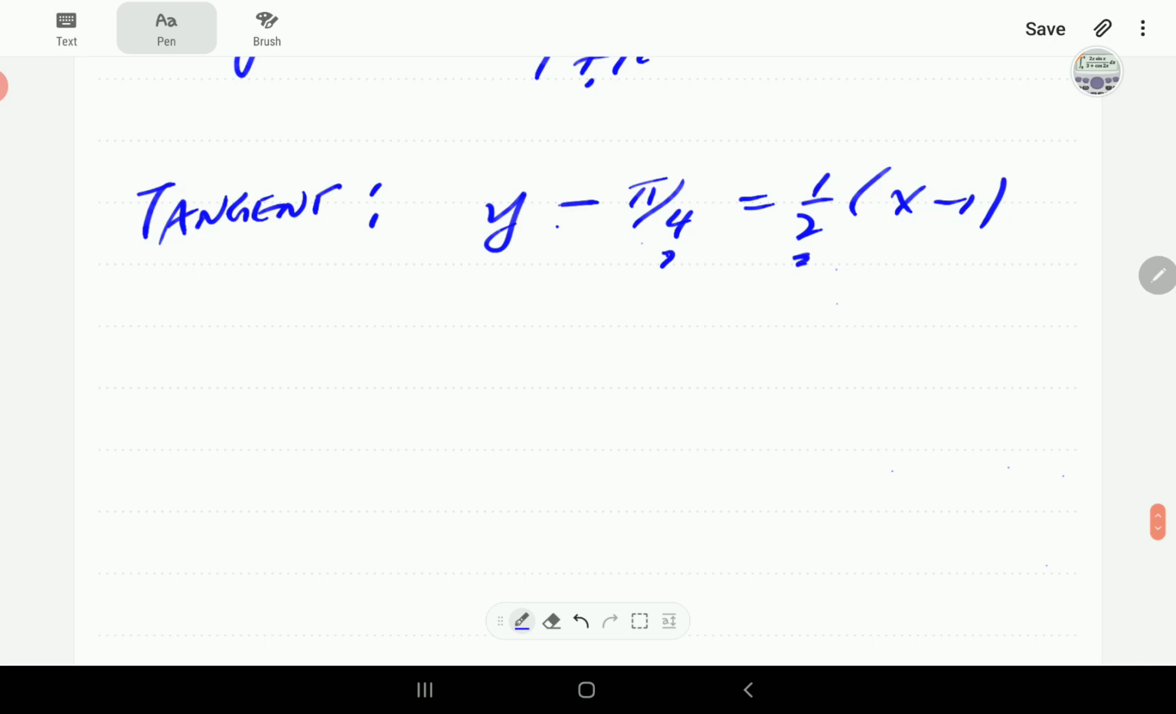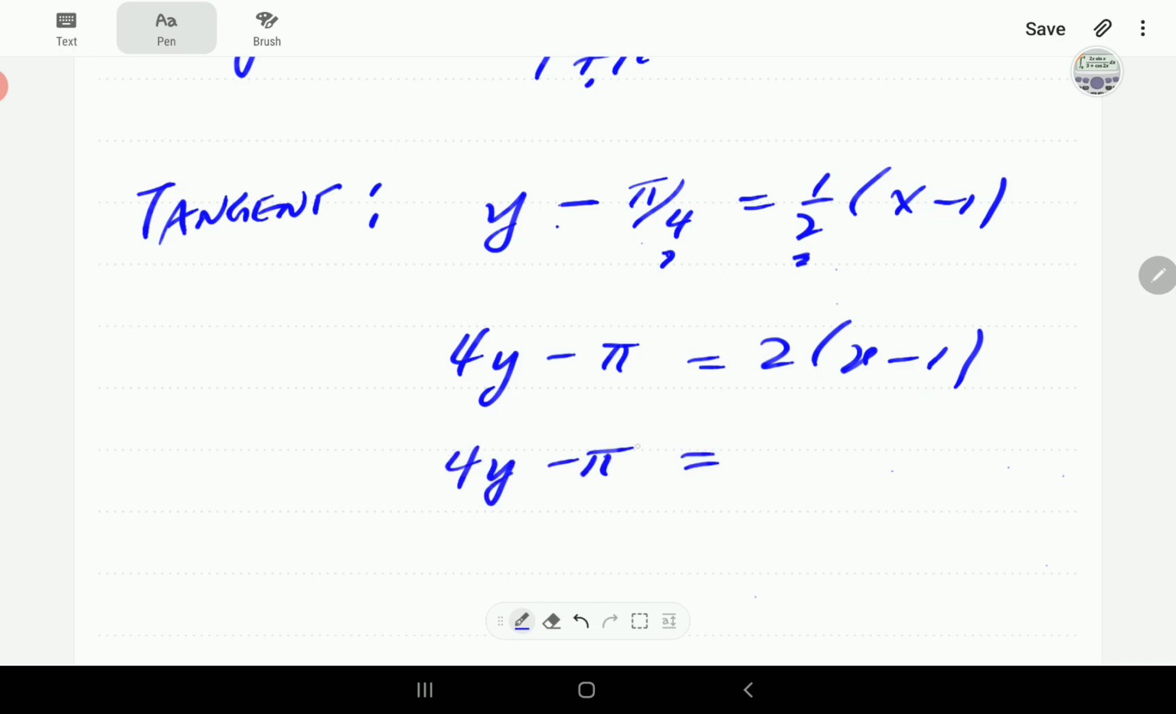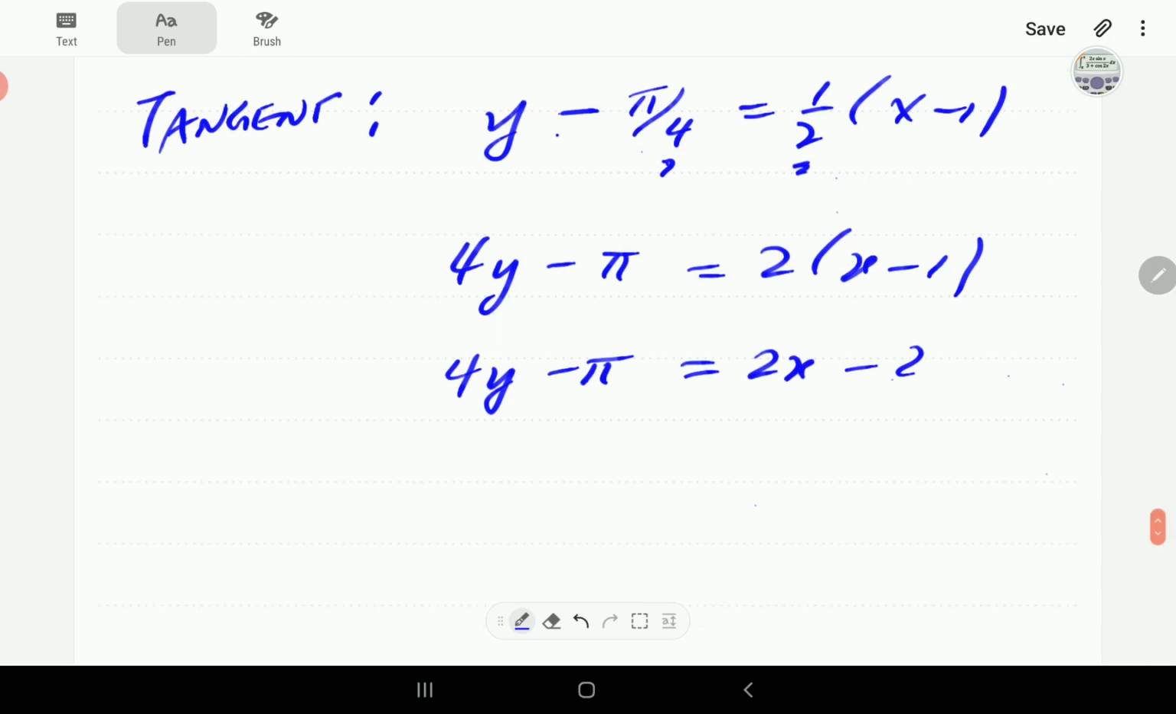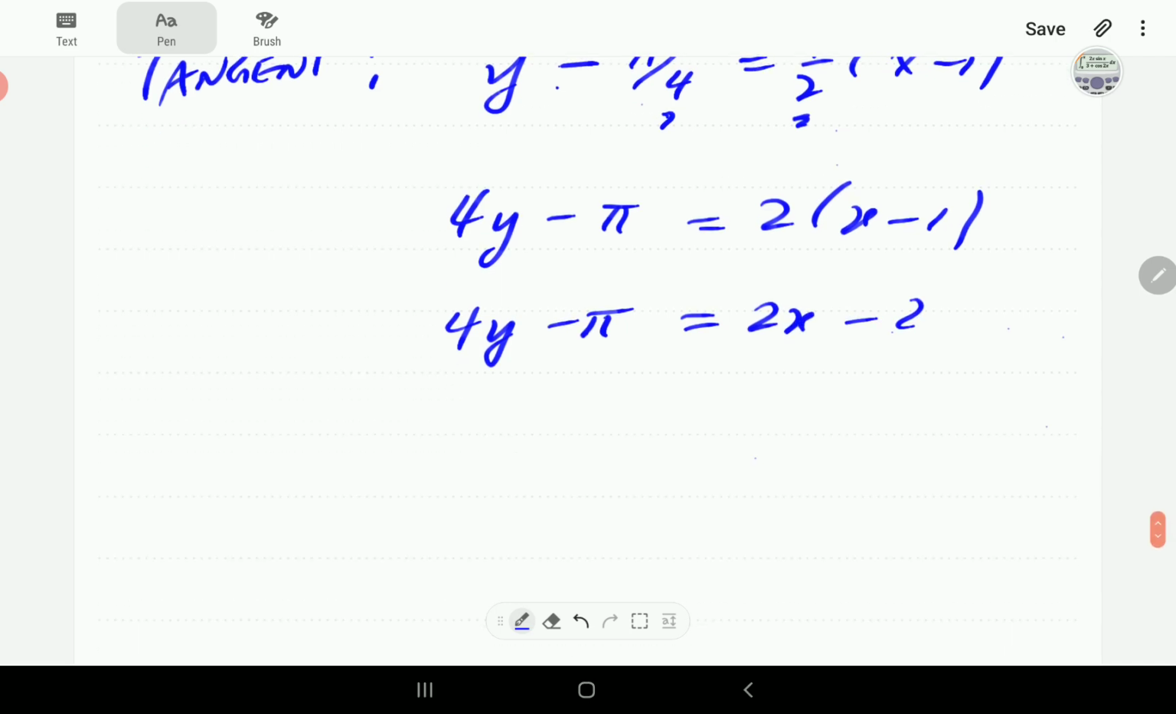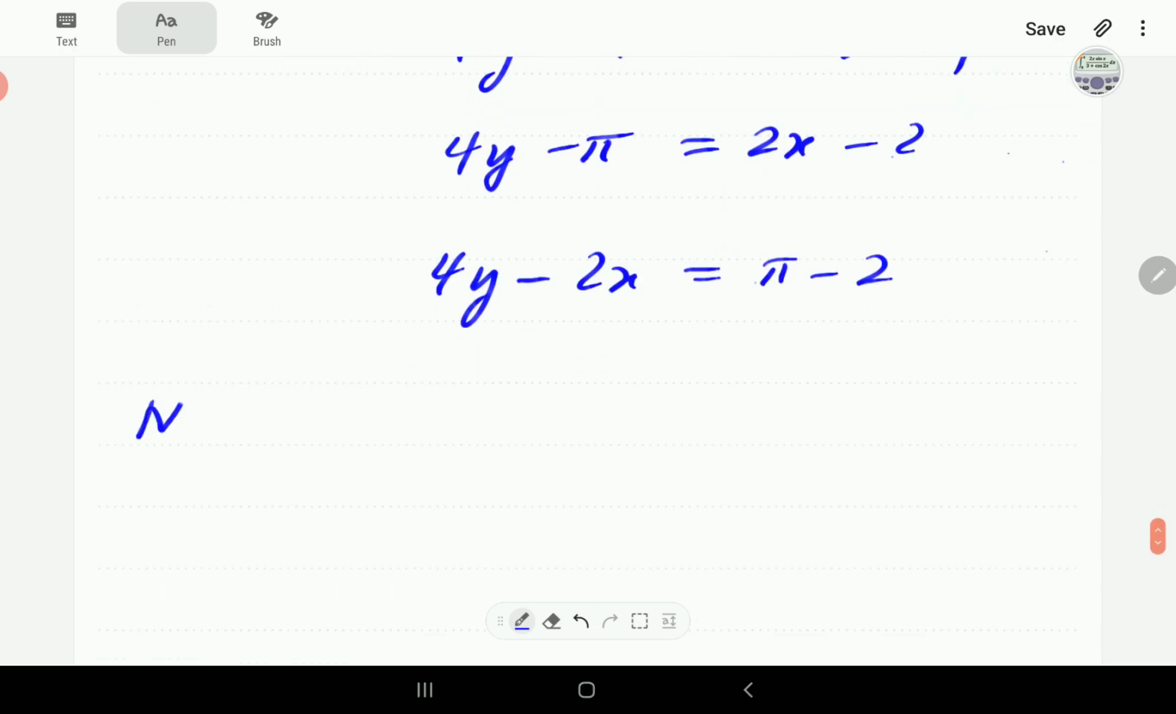If we want to clear all the fractions, we can multiply by 4. So 4y minus pi is 2 times x minus 1, so 4y minus pi is 2x minus 2. We can write this as 4y minus 2x equals pi minus 2. So that's the equation of the tangent.